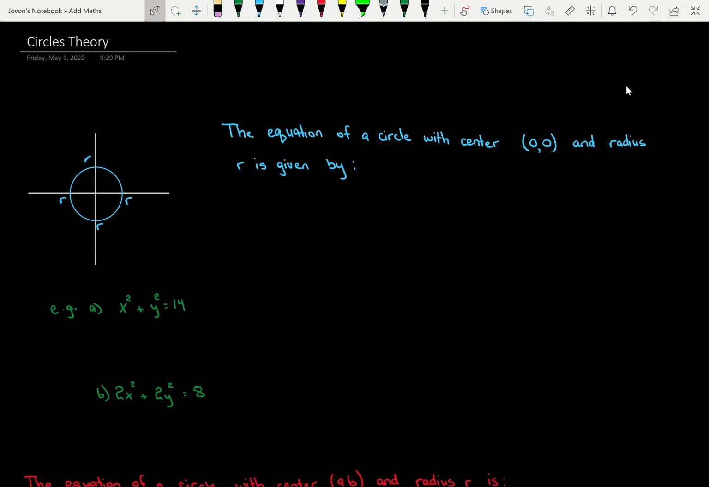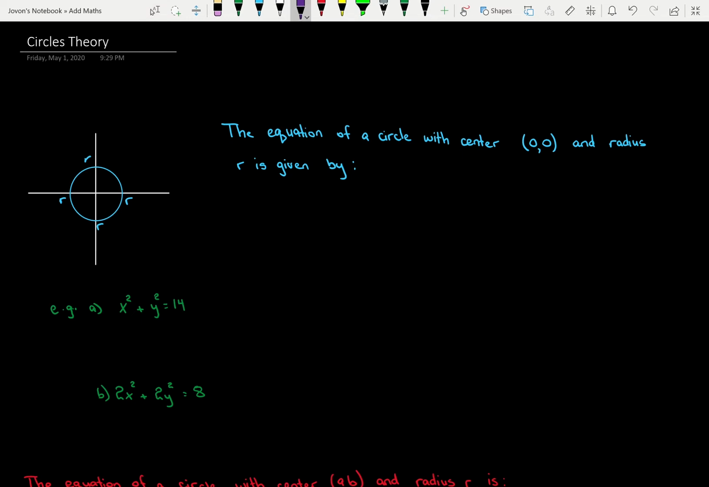Hey guys, so today we are going to do the topic of circles. If you did not watch the video on completing the square, I highly recommend you watch that video before watching this one, because some of the concepts from that video will be in this video as well. So I highly recommend watching the completing the square video before you watch this one.